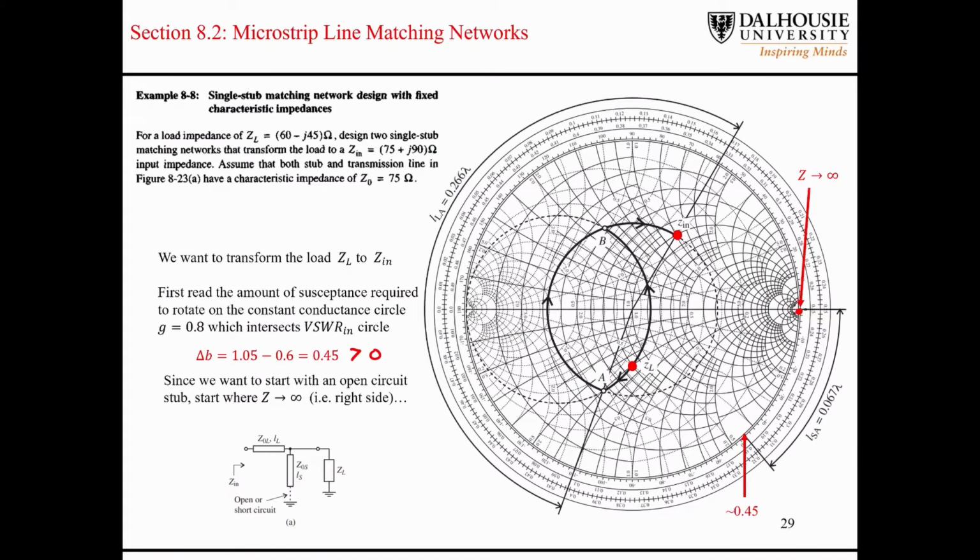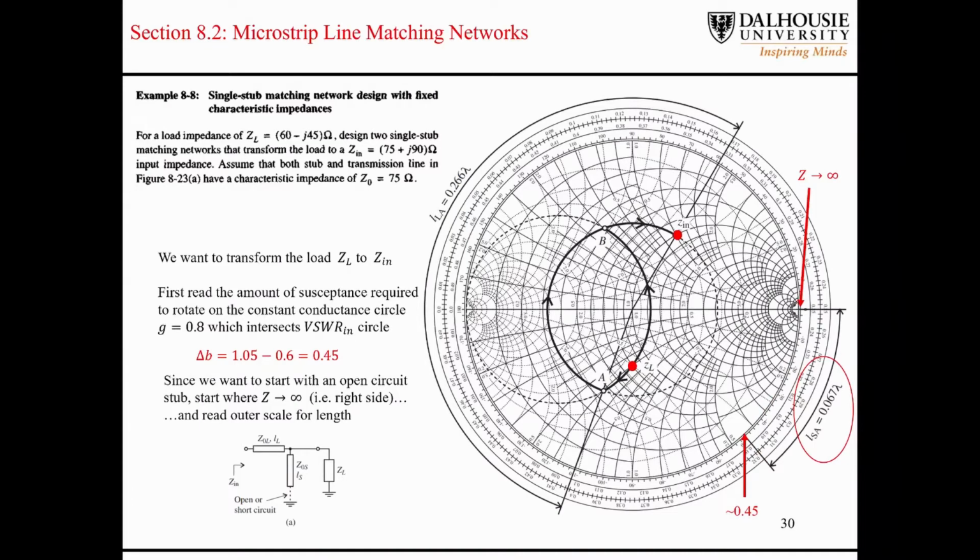So we read the scale here of the constant susceptance lines, and we figure out where the constant susceptance equal to 0.45 is. We make our rotation from the open circuit to that constant susceptance line, and then we read the length of the transmission line using the outside scale of the Smith chart.